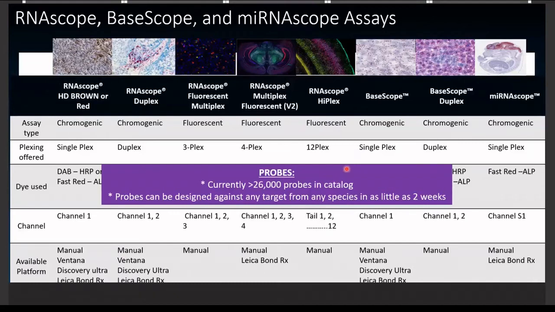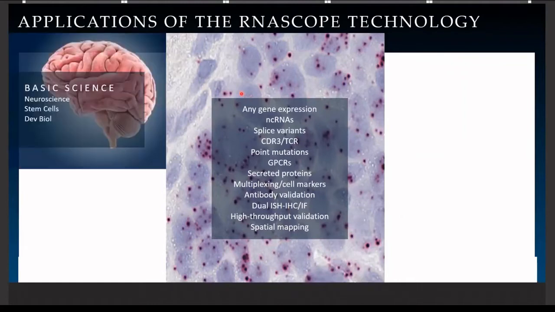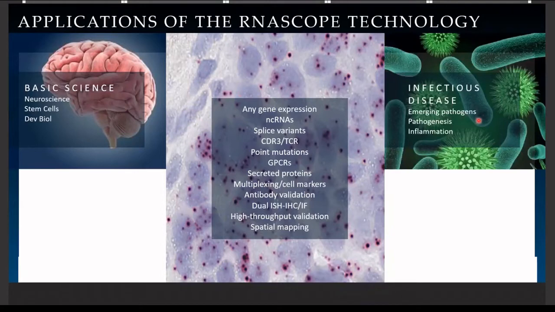So having established what our assay can do, let's go ahead and see what are the broad applications of this assay and focus on cell and gene therapy applications. Because of the flexibility that our assay offers, we have been used extensively in detecting all of these different key targets, which include GPCR, CDR3s, for spatial mapping, validation of single-cell sequencing, and so on. And the research areas that we have been used extensively include neuroscience, stem cell biology, developmental biology, and infectious disease research, especially in the current environment.